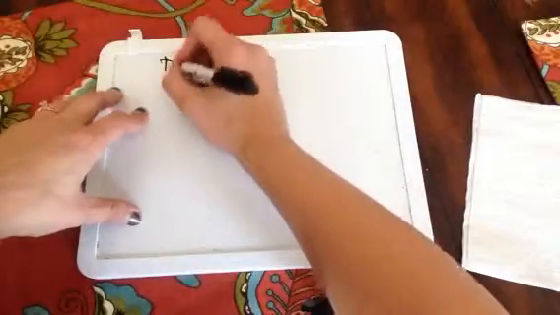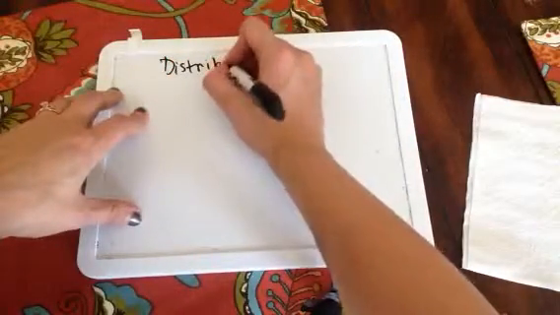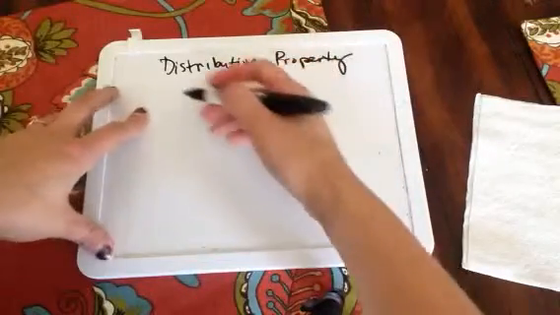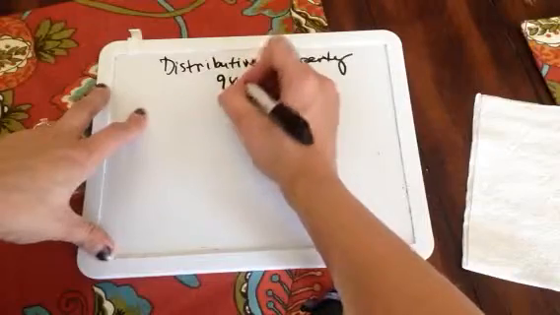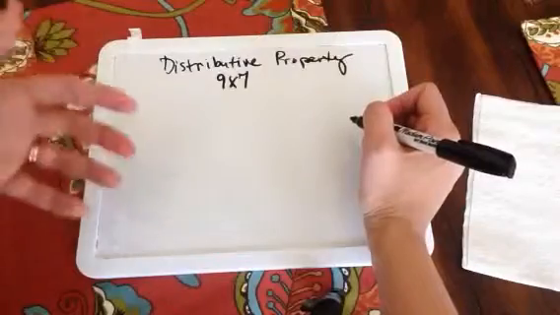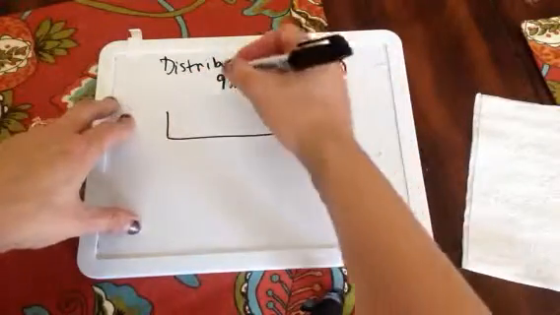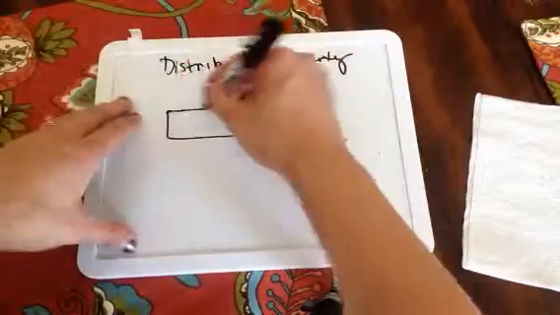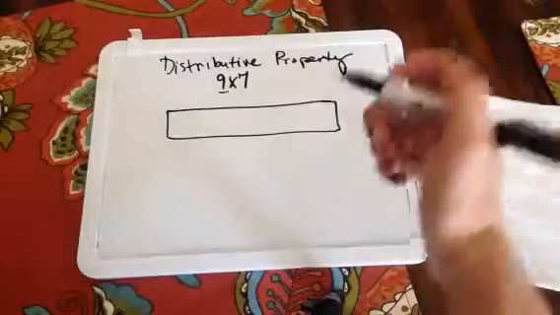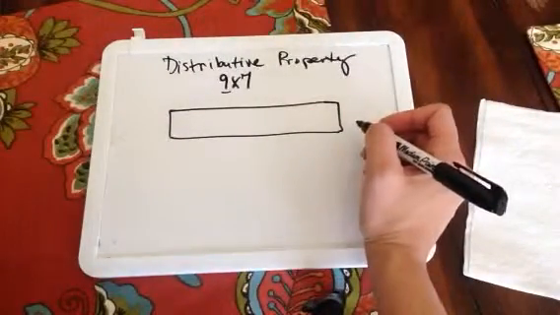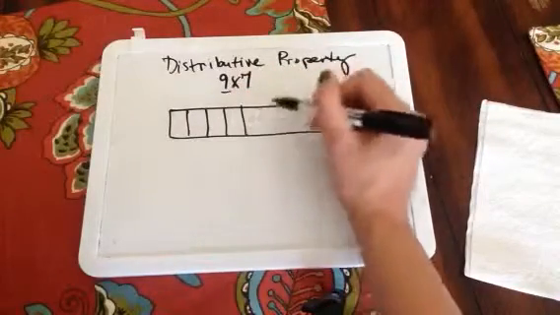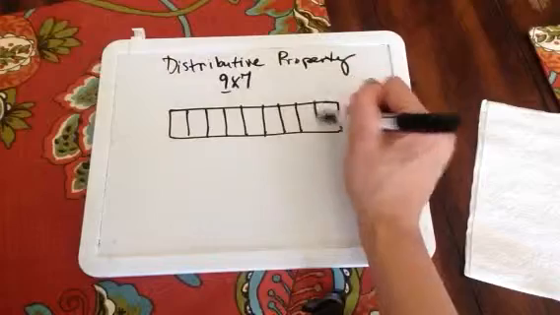Okay, so we're going to use the distributive property, and we're going to use that to solve the equation of 9 times 7. Okay, so let's do this using a tape diagram. So they want us to know that there are 9 groups of 7. We know that when we have a tape diagram, we have to split the groups. The groups are the boxes, right? So 1, 2, 3, 4, 5, 6, 7, 8, and 9.